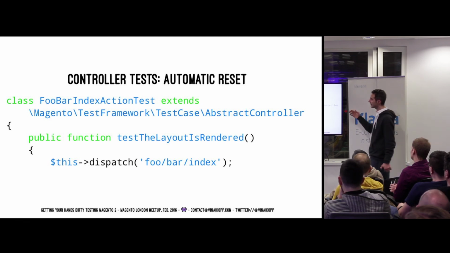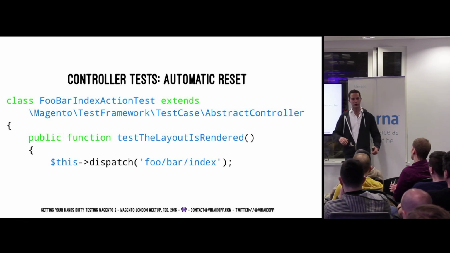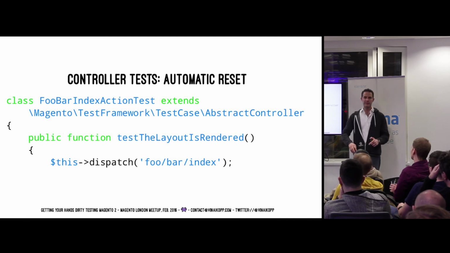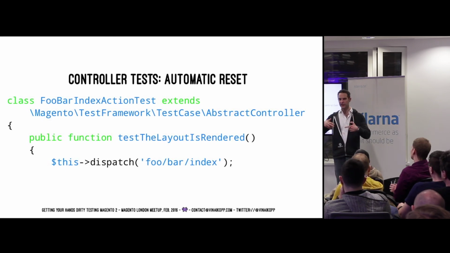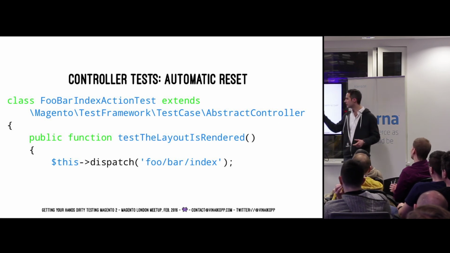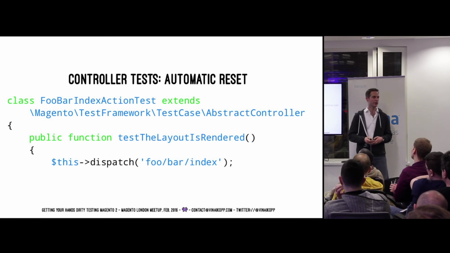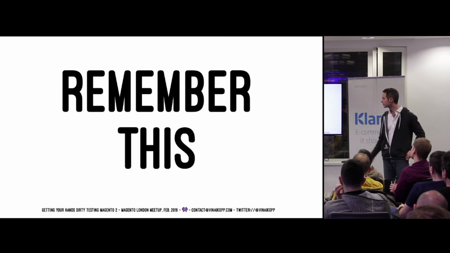So any test case that extends from test case abstract controller, because usually what we do in a controller test is we dispatch a request. So that would mean maybe some layout XML is loaded and generated, some output is put into the response object and so on. So a whole bunch of state is created, and that's great for the test. But I can't run the next test that does the same thing again, right? So that's why by default this always will enable the application isolation.